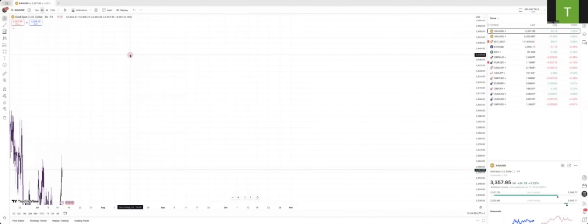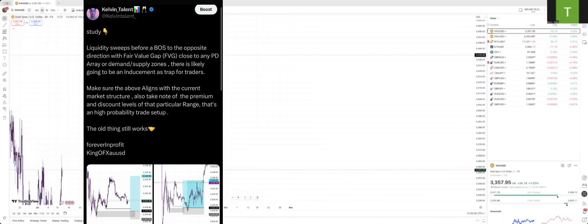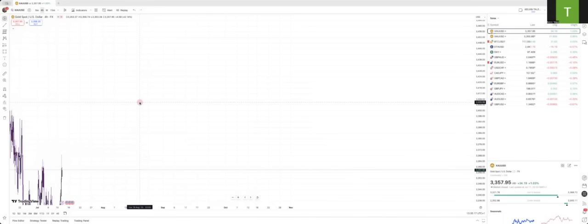So earlier this week, I made a post on Twitter where I said: liquidity sweep before a break of structure to the opposite direction, with a fair value gap close to any PD array or demand and supply level, there's likely going to be an inducement to trap traders. Make sure this aligns with the current market structure and also take note of premium and discount levels. That is a high probability trade setup. The old thing still works. So what do I mean by that post here?